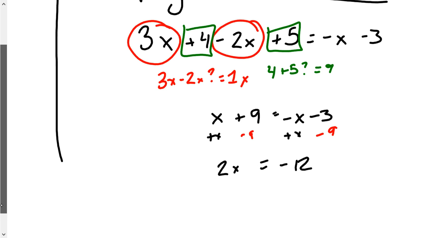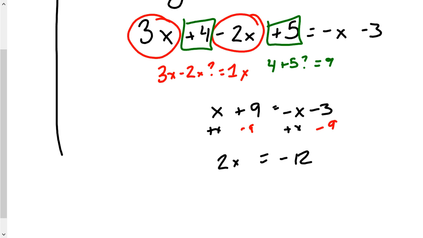Okay, so that leaves us with a final answer after dividing, that x is equal to negative 6. So you also have to remember to combine across the equal sign. Let's do another one here.